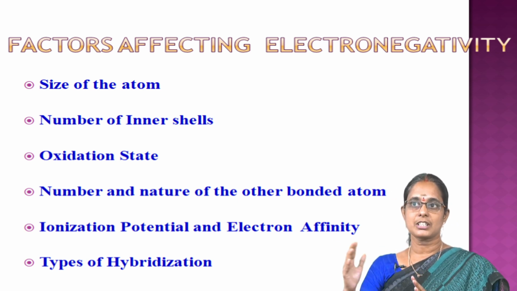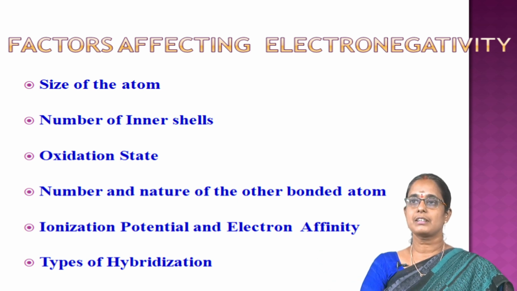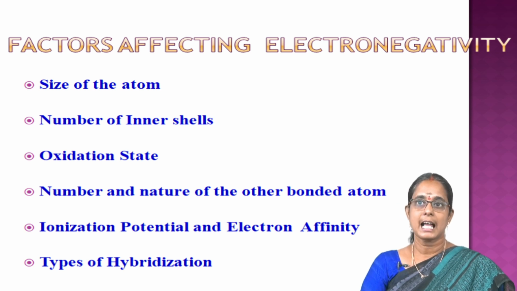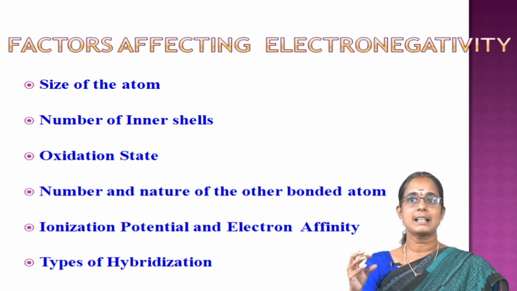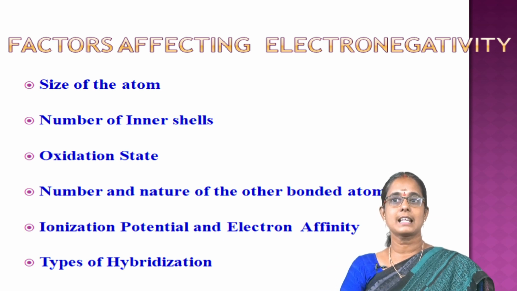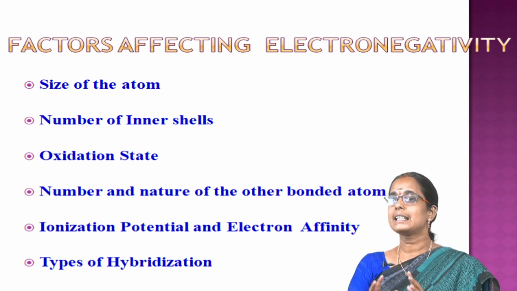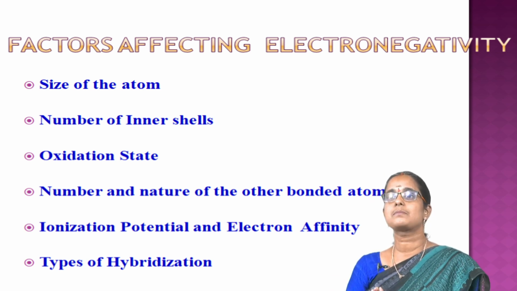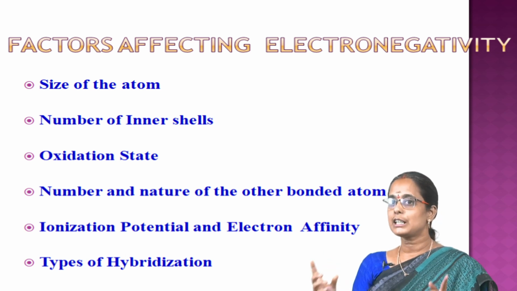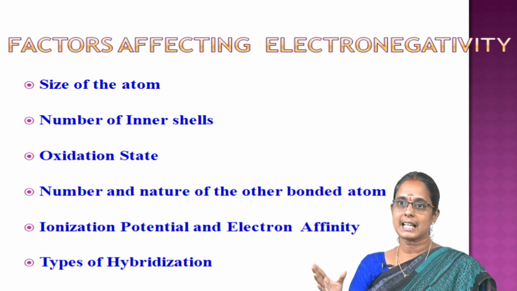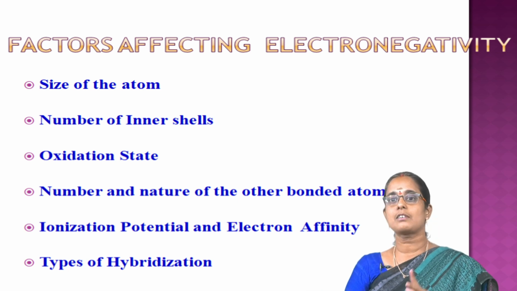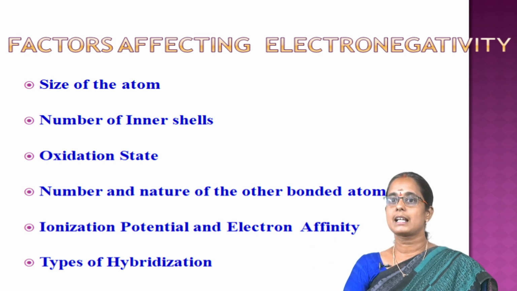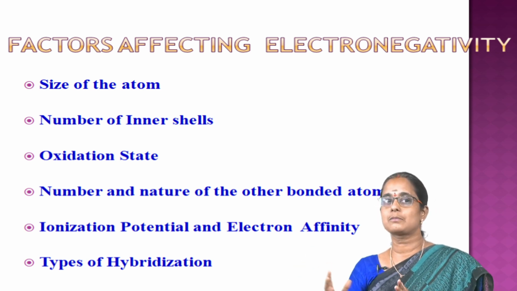Atoms with higher ionization potential and electron affinity will also have higher electronegativity values. Halogens have high electronegativity, while alkali metals with lower ionization energy have low electronegativity. In the types of hybridization, sp3, sp2 and sp, the magnitude of electronegativity increases with the increasing s character of the hybrid orbital. So, it increases in the same order: sp3, sp2 and sp.